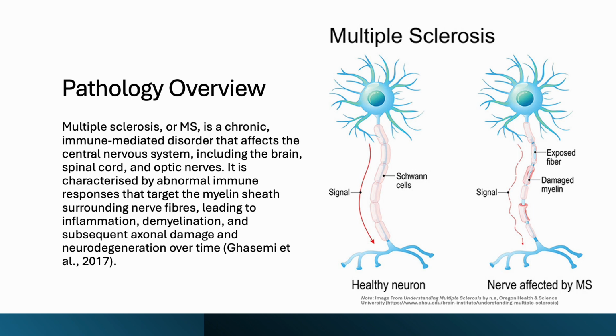On the right, we see a neuron affected by MS. The myelin has been damaged by inflammatory immune activity, exposing the axon. This not only disrupts cellular conduction, but also makes the axon more vulnerable to degeneration. Over time, these changes impair signal transmission and lead to the neurological symptoms associated with MS.